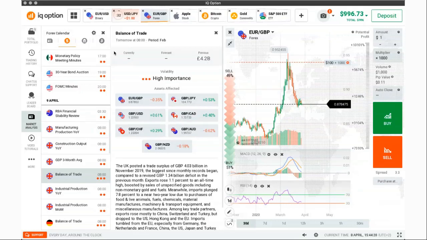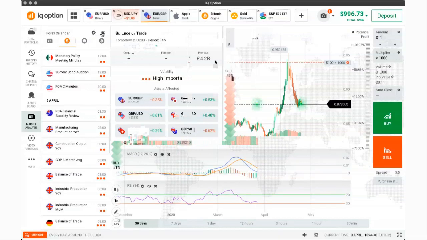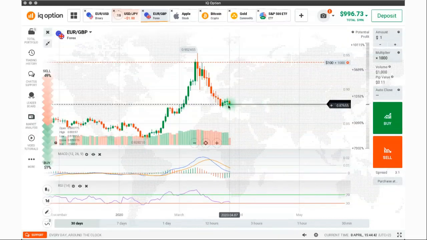So first, know what you're looking at. Secondly, understand which country you're looking at. So a positive outcome, regardless of what the numbers say, for the UK would not send the Euro GBP flying up.